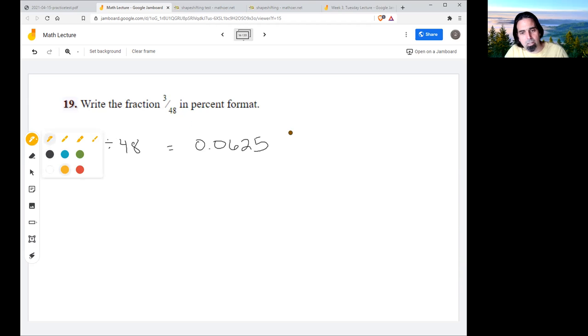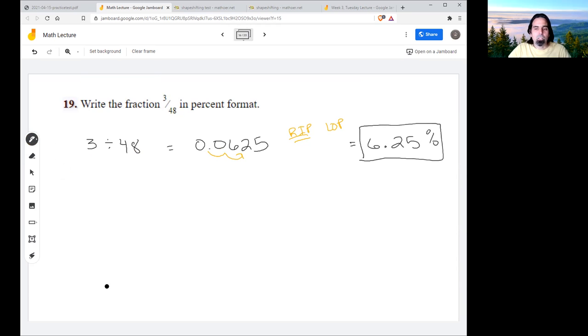And then I say I have a decimal. I am going right into percent. And I get 6.25%. Quick, done. Happy problem, easy points on a test. Ta-da.